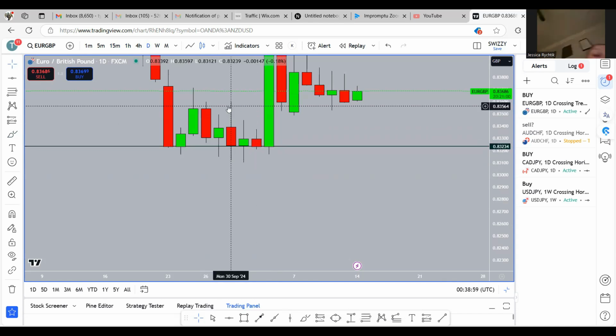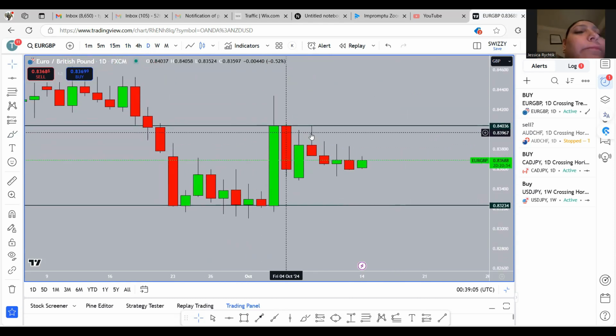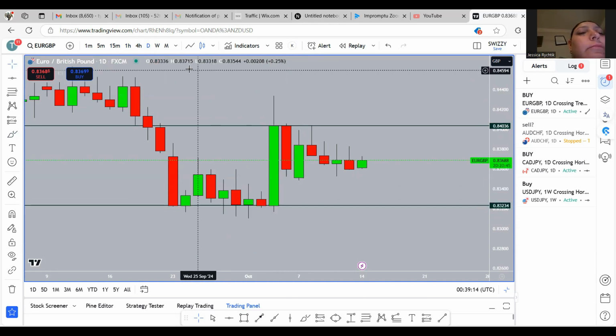All right, let me show you how to draw this up. So let's say I said, hey, this is going up. First thing you want to do is draw support and resistance on the daily. You want to find where the two candlestick bodies meet. Now, how do I know? Do you see these numbers at the top where my arrow is? It says O, H, L, and C.